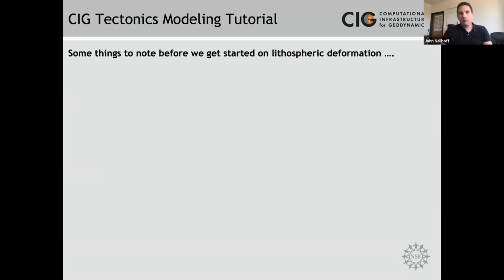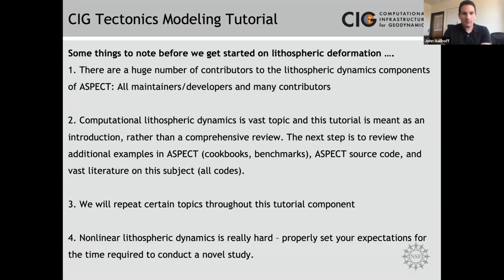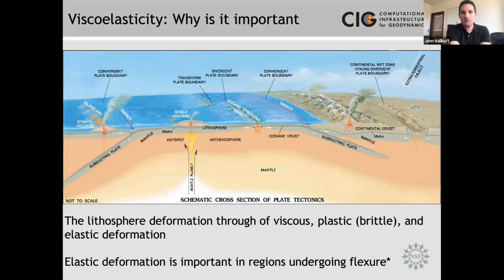So some things to note before we get started on, oh, sorry, we already went through that. And then, yes, so viscoelasticity, why is it important? So then the lithosphere, it undergoes deformation through a combination of various mechanisms. This includes viscous flow, plasticity, which is basically brittle failure, or our approximation for brittle failure, and elastic deformation. And so why is elastic deformation important and where is it important? It turns out in regions undergoing flexure, elasticity is a large contributor to the overall deformation.